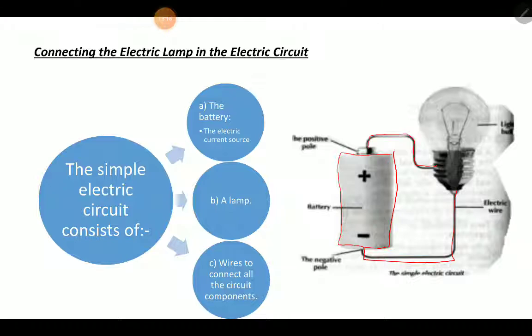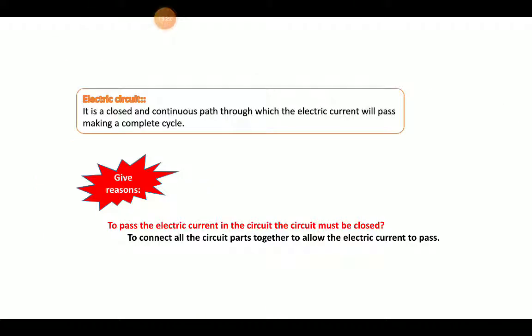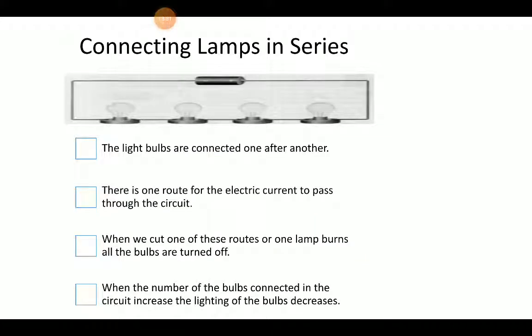But how can we connect the electric lamps in the electric circuit? Methods of connecting the electric lamp in the electric circuit. There are 2 methods to connect the electric lamp. The first method is series connection, and the second method is parallel connection. First, we will talk about series connection. Series connection is the way in which the light bulbs are connected one after another in one route.